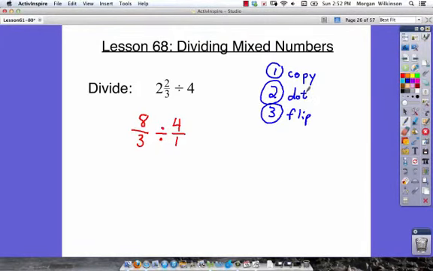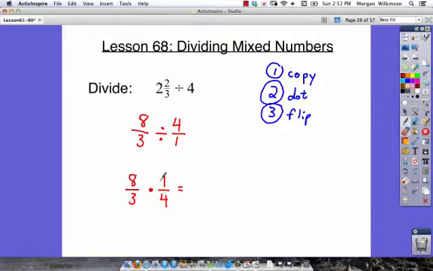And we know that when we want to divide fractions, we have to use this copy dot flip method to solve. So we're going to copy the first number, 8/3. Then we're going to put a dot instead of a division sign. This means multiply. Then we're going to flip the other number. So we're going to get 1/4. And now we can go ahead and find our answer.